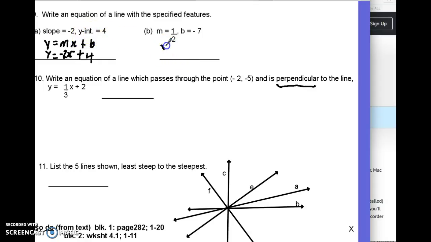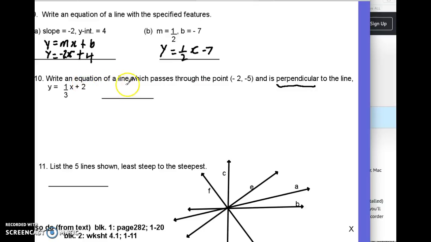This one would simply be y equals 1/2 for the m, x stays as is, and the b in this one will be -7. Okay? But now comes number 10. Do we know this slope and do we know the y-intercept?